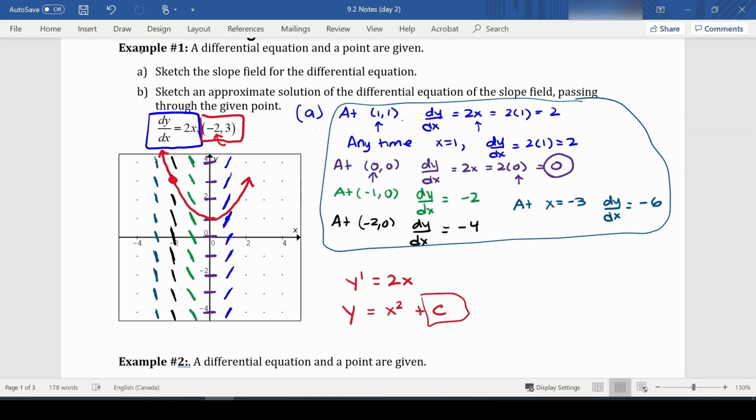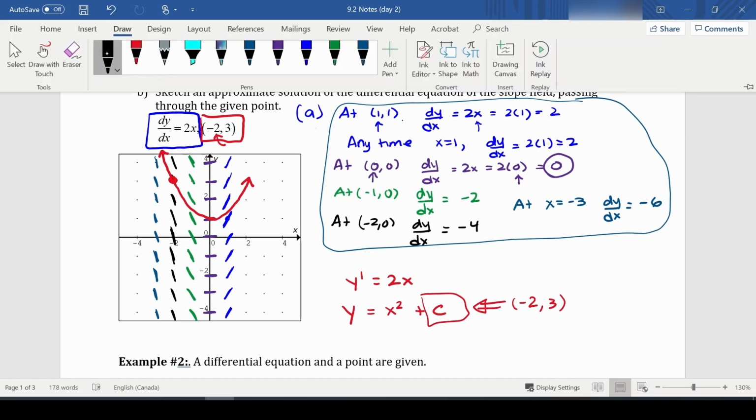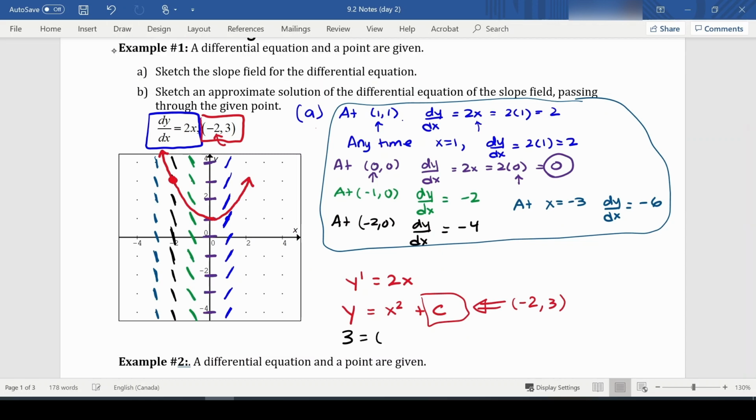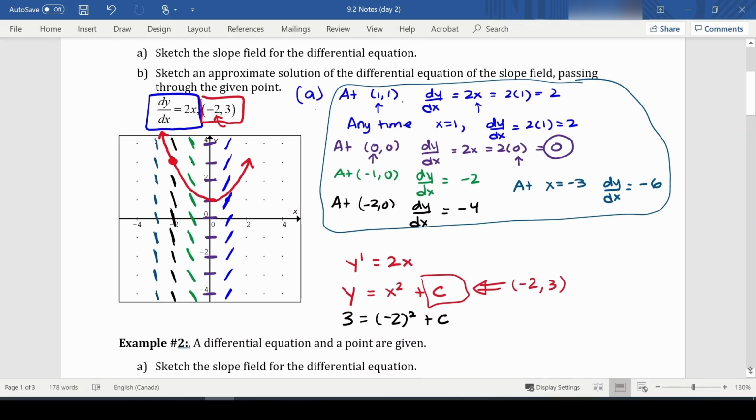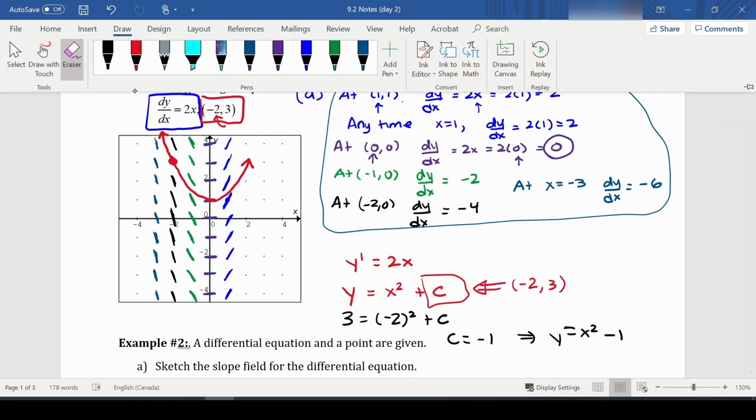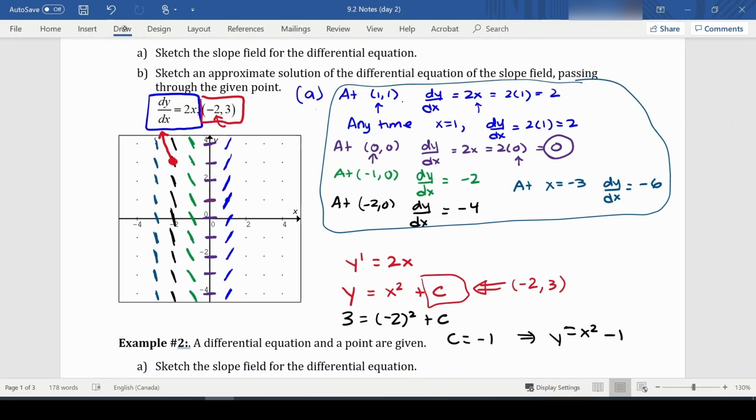And this point that I've been given, negative 2, 3, has to work inside this equation. So if I actually plug this point in, I get 3 equals negative 2 squared plus c, or c equals negative 1. So y is equal to x squared minus 1. So this just tells me that I wasn't super accurate on my curve drawing. I probably should have gone down a little farther.